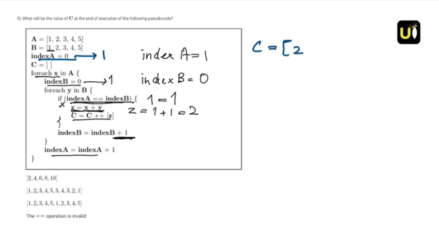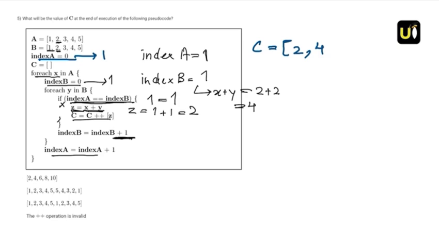Then it's going to compare the indices again. The indices are not equal, so B will be incremented again, right? Now the indices of both the values are equal: index of A is 1, index of B is 1. So again it's going to do the x plus y thing, and x plus y for the index 1 present here is 2 plus 2. So 2 plus 2 will be 4, and this z value gets appended to C. So now C becomes 2, 4.